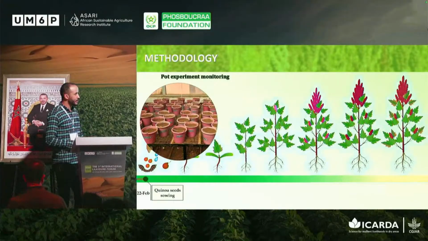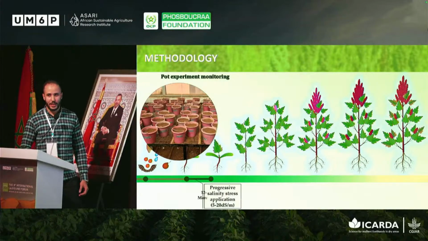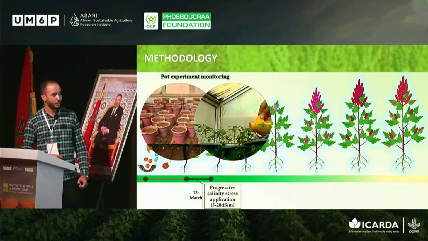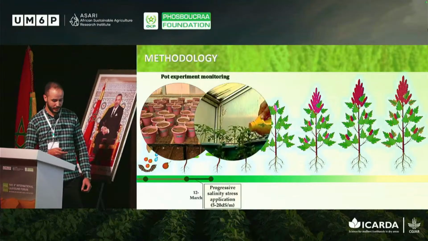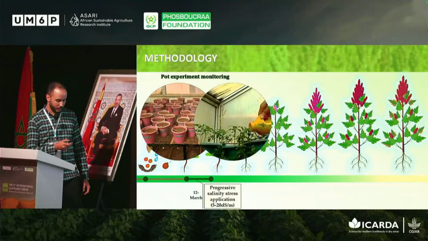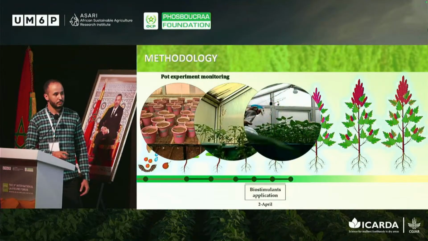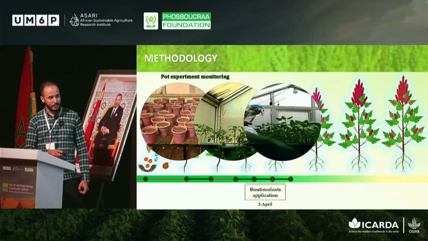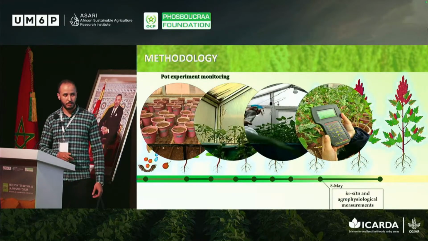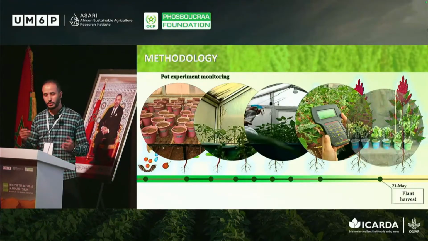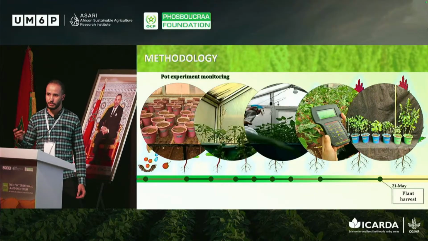So we started by sowing 25 seeds in each pot. When our seedlings reached the stage of four true leaves, we started applying the salinity stress progressively, and we also kept only 5 plants with the same height for each pot. After 4 weeks, we started applying the biostimulation, once a week for 4 weeks. At about 80 days from sowing, we took some in situ and agrophysiological measurements, and at a total of 90 days, we harvested the plants for further measurements and assays.